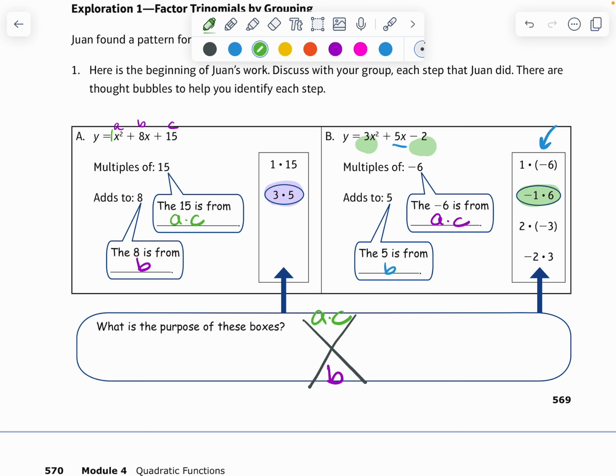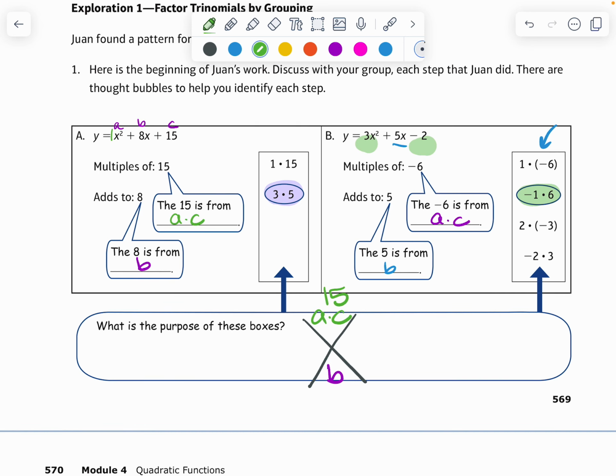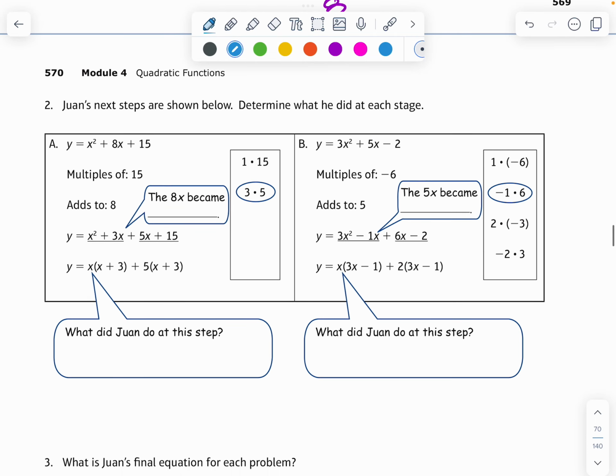A times C was 15, and then B was 8. So I go through the factors and think, oh yeah, 3 times 5, multiply to 15, add to 8. These are the factors we're going to use. All right, so let's take a look right here at the next page. They show exactly what I just got done explaining.